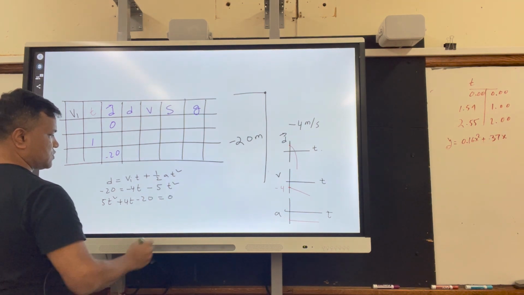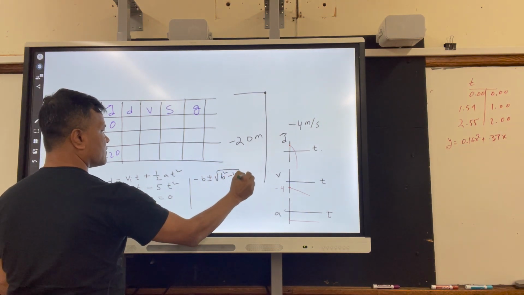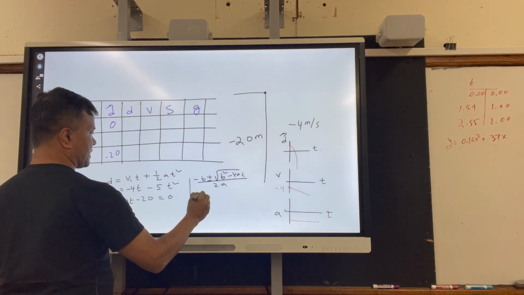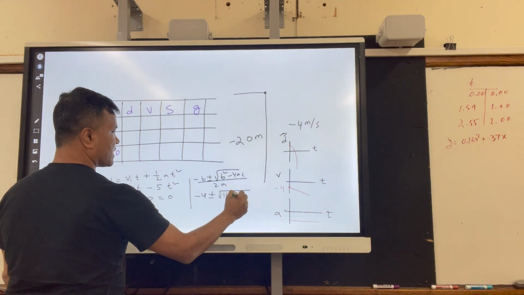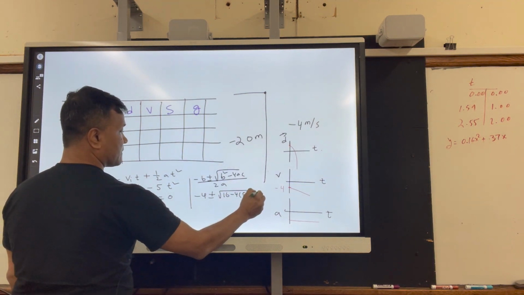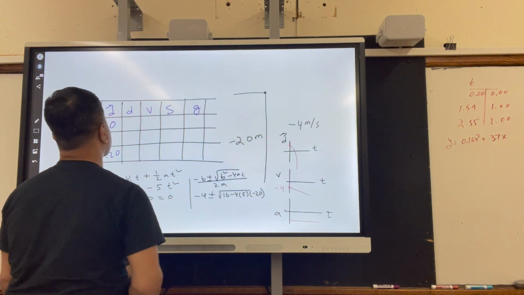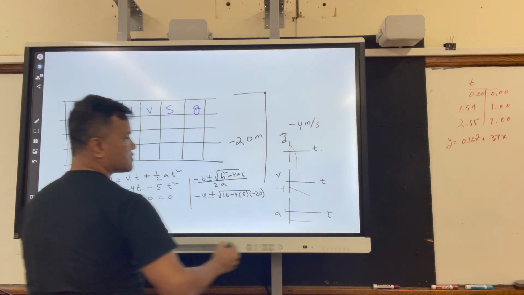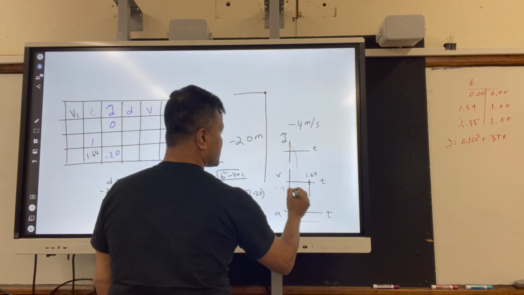Now you have minus b plus or minus the square root of b squared minus 4ac, over 2a. Your b is 4, so minus 4 plus or minus the square root of 16 minus 4, where a is 5 and c is -20. So you get 1.64. So your time is 1.64. So it does fall for 1.64 seconds.